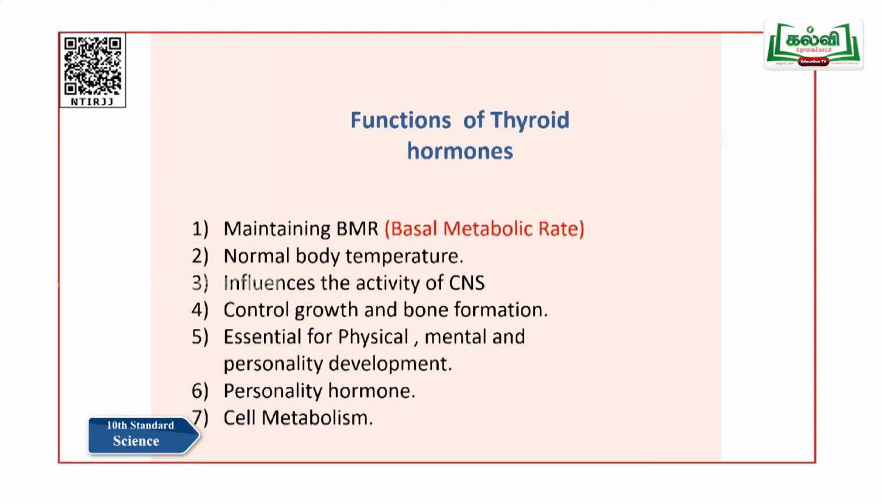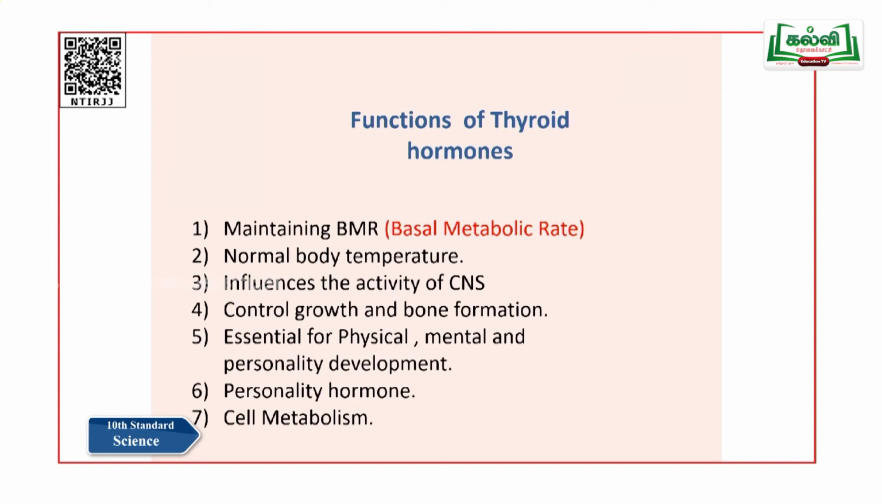Normally, the thyroid's epithelial cells contain a colloid-like substance packed in them, which is the thyroglobulin. Thyroglobulin contains tyrosine and iodine. Globulin means protein, so this iodine and tyrosine mixed together form the thyroid hormone. The functions of this hormone are, first, maintaining the BMR, the basal metabolic rate.